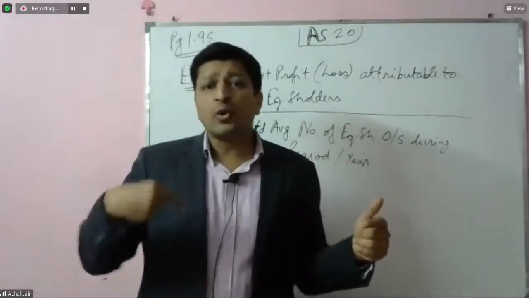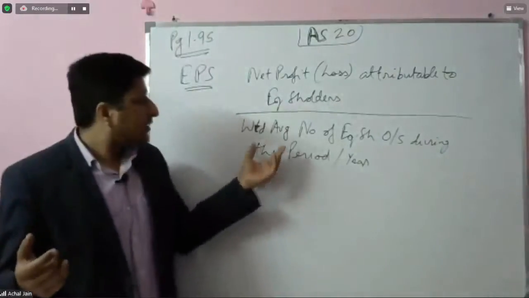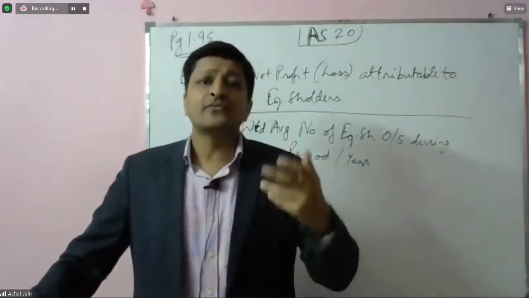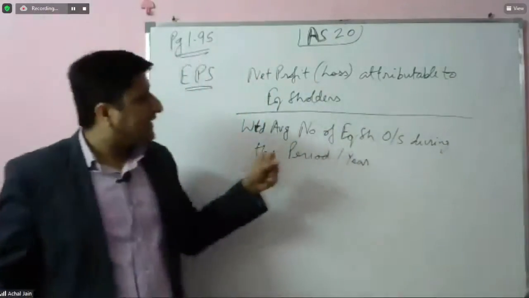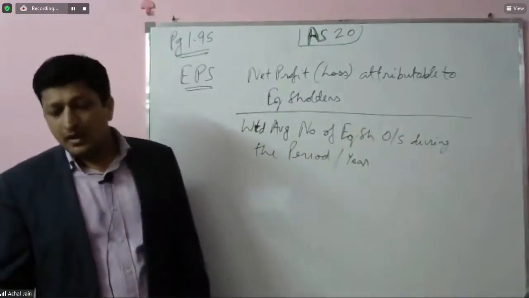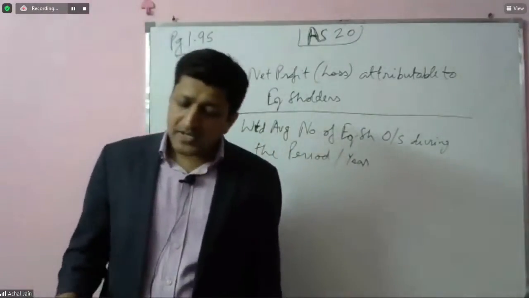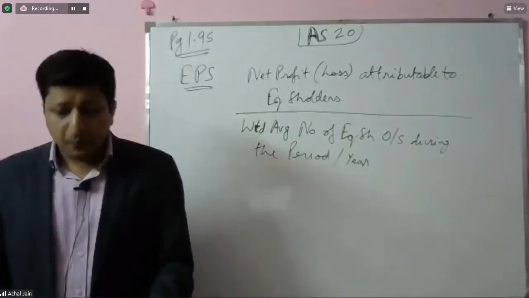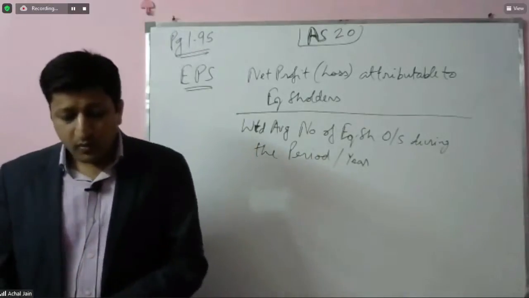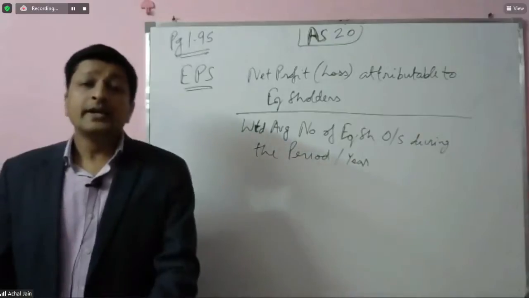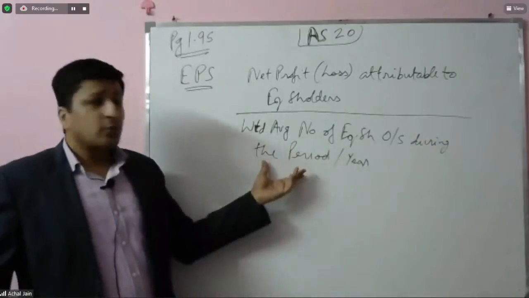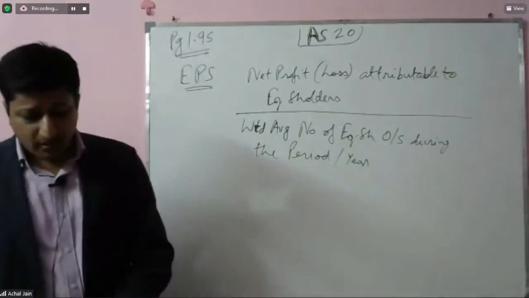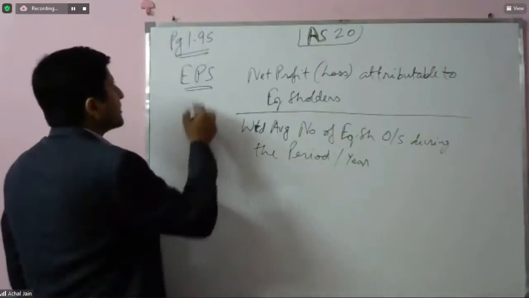And how do we check it throughout the year? By taking an average, and to this average we assign weights of time, to compute the weighted average number of equity shares outstanding during the period. On the basis of these two, we will get earnings per share. So now we can move on to the denominator first, and try to understand how this average is computed, for which we can refer to illustration number 1.